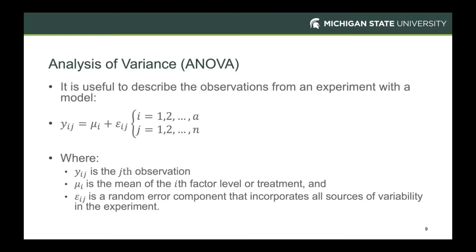Ideally, ANOVA works best when we have equal sample sizes. We can use these same techniques when the sample sizes are unequal, but just for demonstration purposes, we'll work with the case where we have similar sample sizes. And so in this case, we've got 3 pavement depths and we've got 4 sites within each of those. And so a is 3 and n is 4.